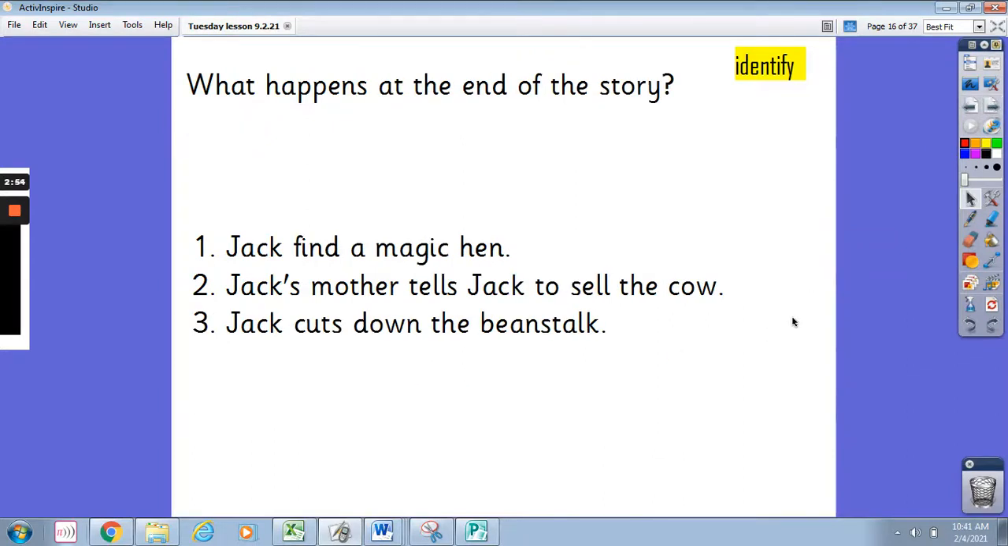And then what happens at the end of our story? Is it that Jack finds a magic hen? Jack's mother tells Jack to sell the cow, or is it that Jack cuts down the beanstalk? Remember the ending of our story. Pause the video, have a think and write down which one it is. Well done. At the end of our story, Jack cuts down the beanstalk with a sharp axe.